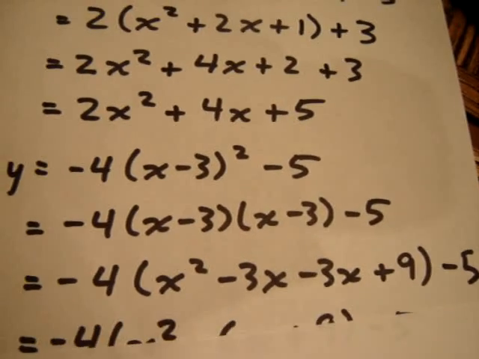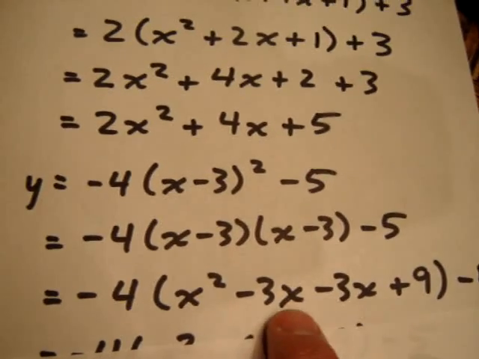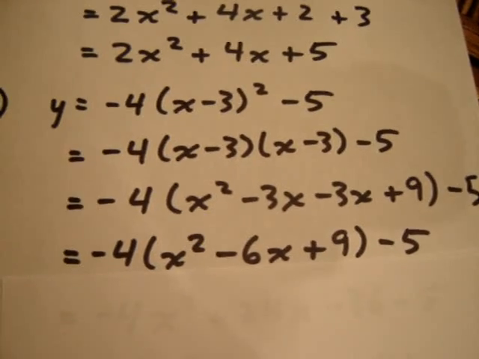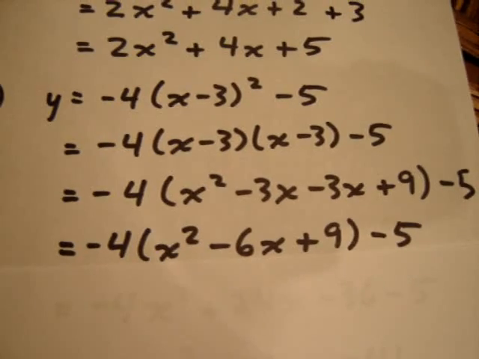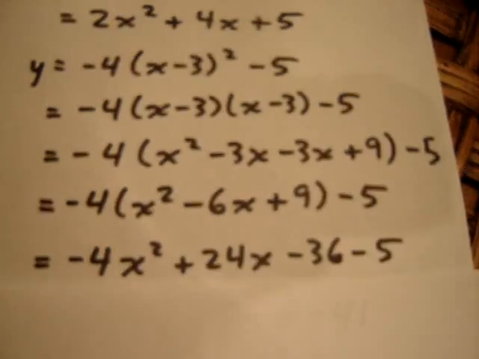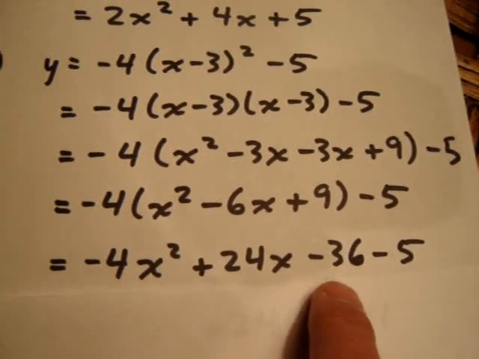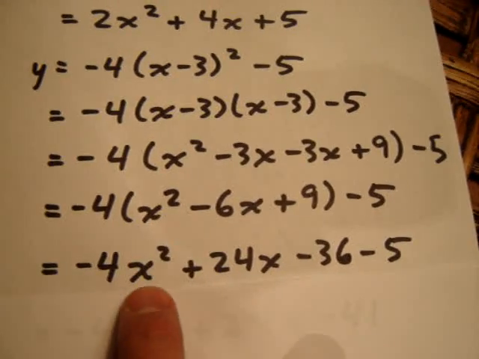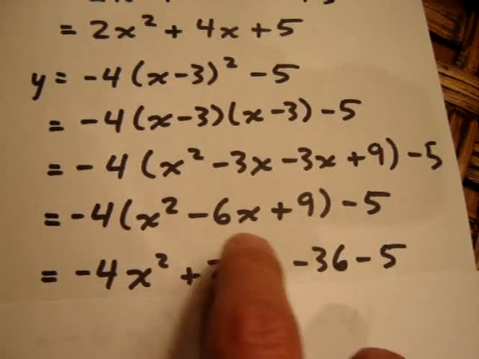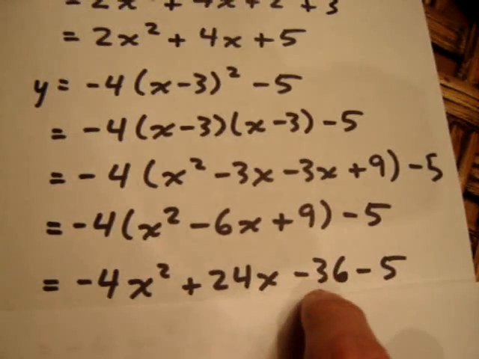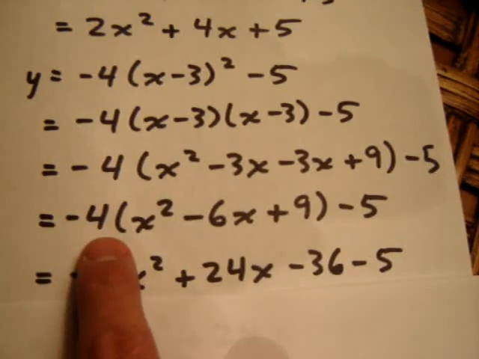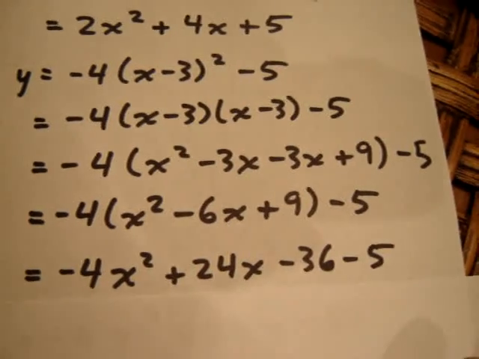In our next step, what we have to do is collect these like terms. We get negative 4 times x squared minus 6x plus 9 in the bracket, and then minus 5 on the end. The negative 4 then distributes into the bracket. Negative 4 times x squared is negative 4x squared. Negative 4 times negative 6x is plus 24x. Negative 4 times positive 9 is negative 36. And then this negative 5 comes down. Remember, the negative 4 does not distribute to that negative 5.